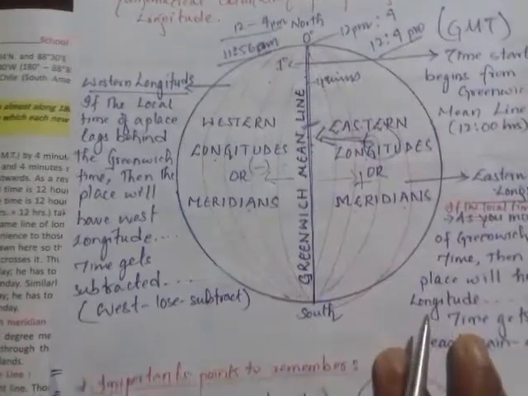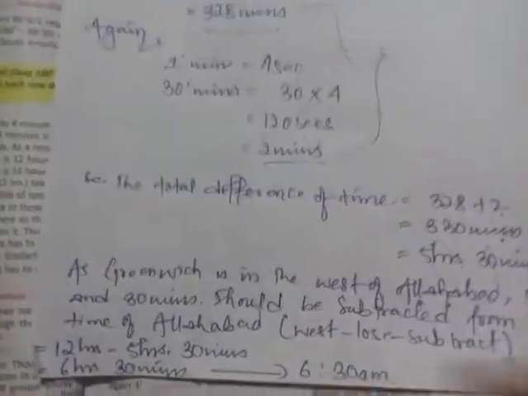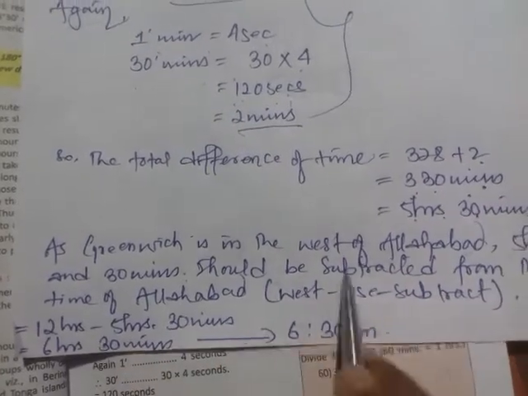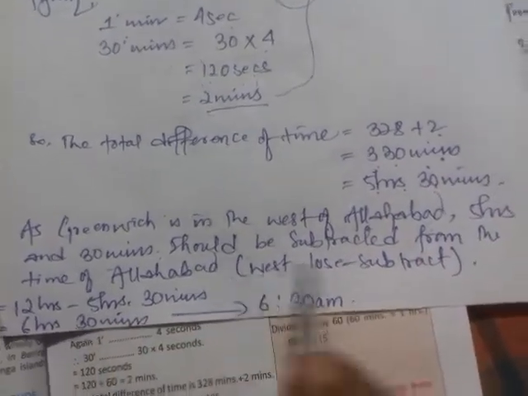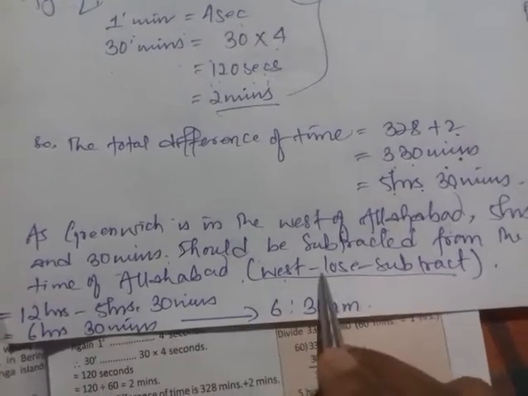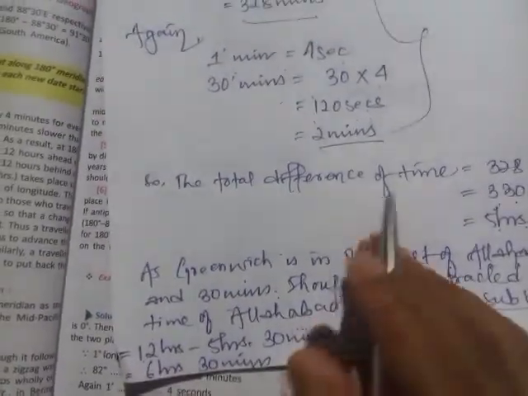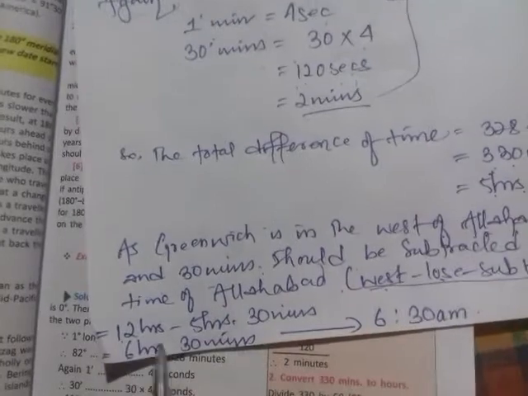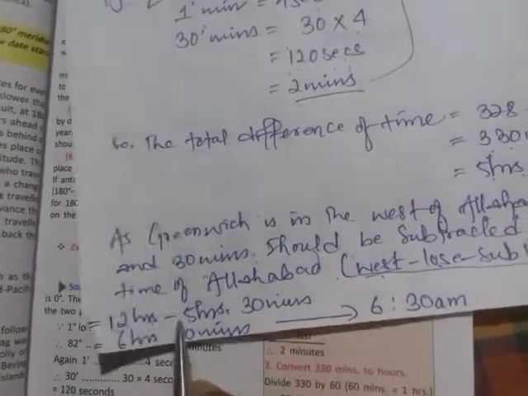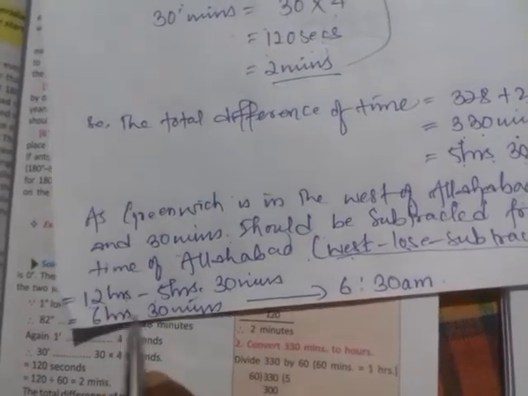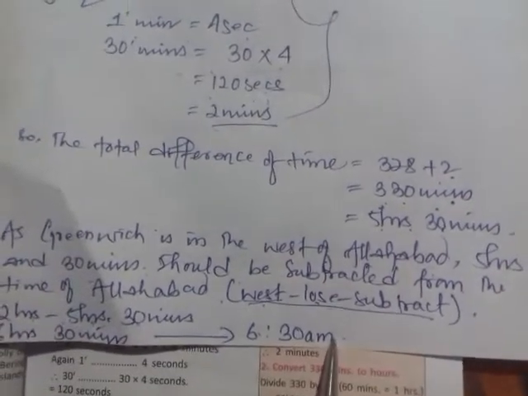So as Greenwich is in the west of Allahabad, 5 hours and 30 minutes should be subtracted from the time of Allahabad, and this is the formula. Western side, lower, subtract. So what is the time at Allahabad? 12 PM means 12 hours. 12 hours minus this 5 hours 30 minutes. When we subtract it, we get 6 hours 30 minutes. So the time is 6:30 AM.